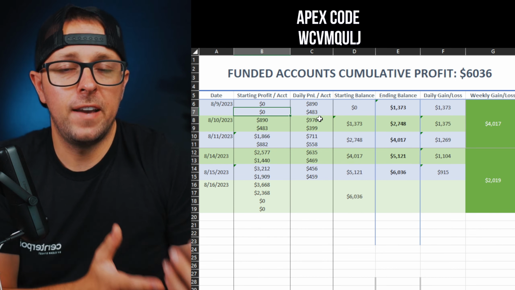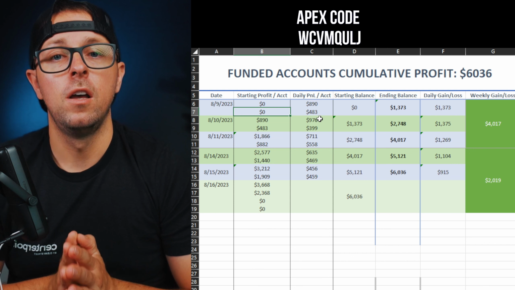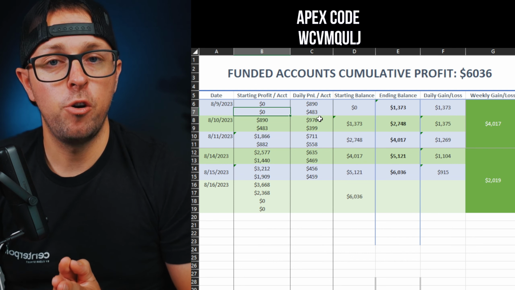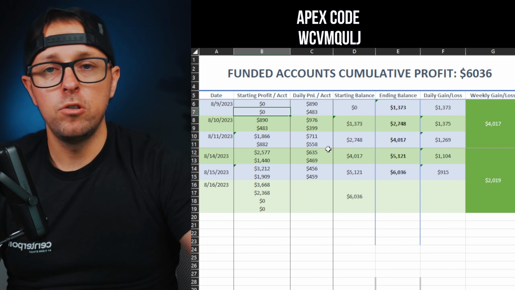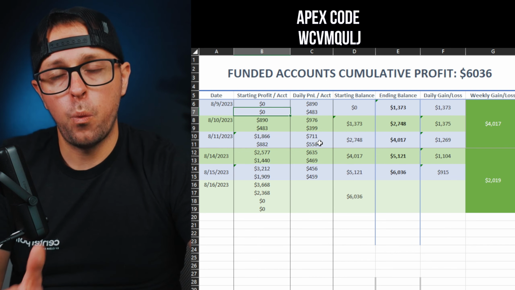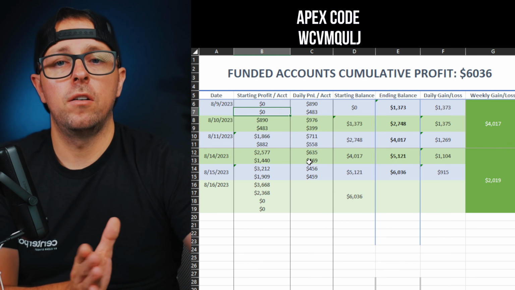I mean, that's just trying to pass an evaluation. And I lost a funded account, didn't even know till a little bit later, right before the open, that I lost that account. So it was quite frustrating, but I didn't know exactly, did I lose money, did I make money? So I figured I need to find a way to keep track of these accounts.